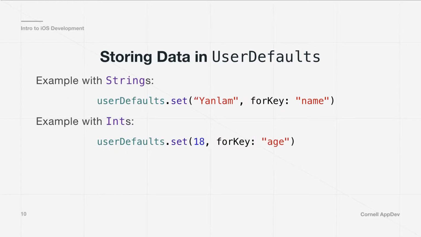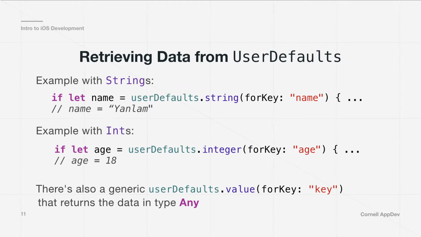Storing data in user defaults, here's an example with strings and an example with ints. Basically you just say userDefaults.set Yan Lum for key name, because Yan Lum's my name, and then later you can go into user defaults and get the string Yan Lum back using the key name. It's the same thing for ints, where you can say userDefaults.set 18, which is my age, for key age.